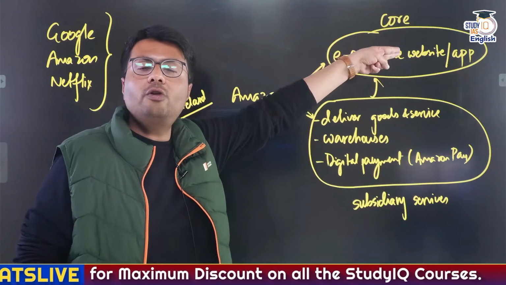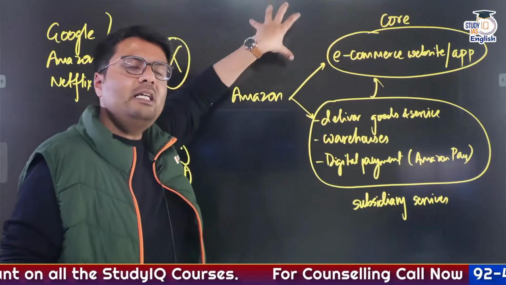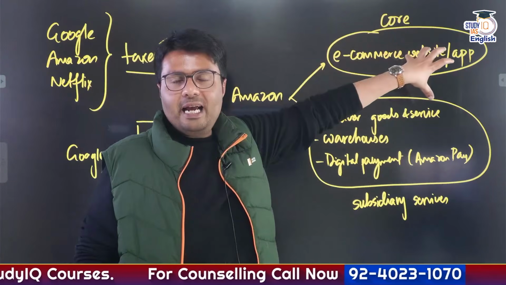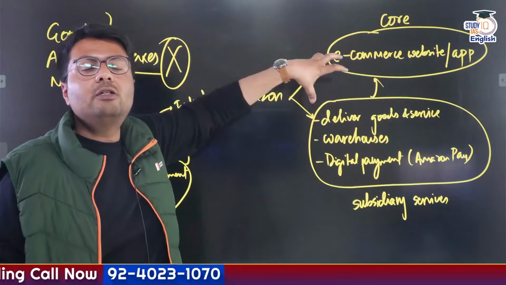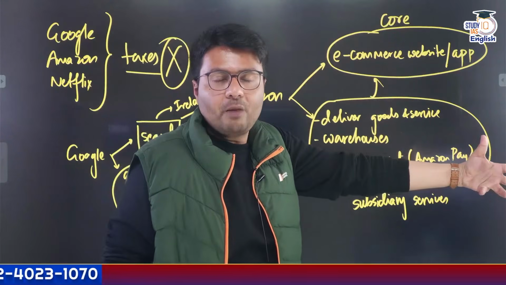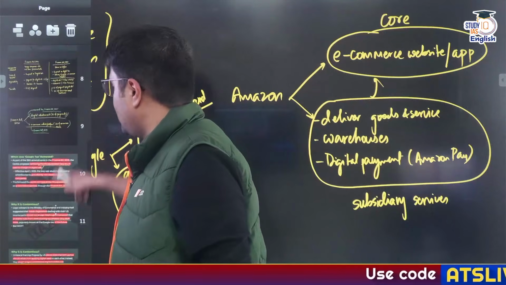What is the core service of Amazon? It's hosting the e-commerce website and app. And the servers where the data of these e-commerce websites and apps is stored, that is where Amazon would be considered to have a permanent establishment. Understood? So this is all about the taxes that we have covered.